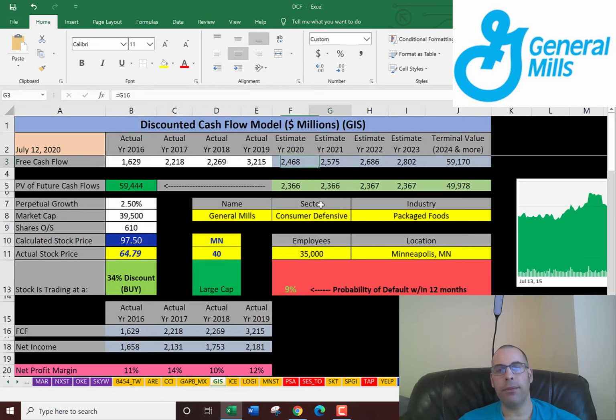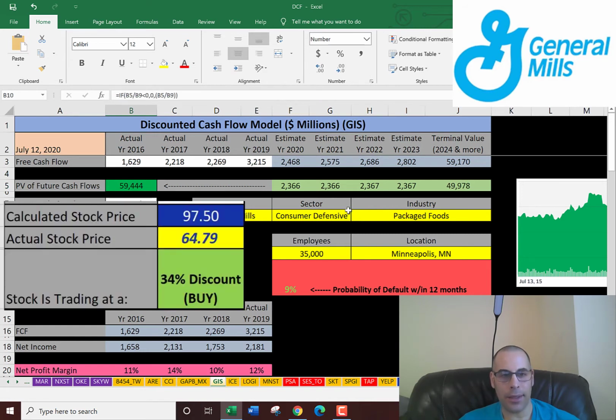So we estimated 4 years of future free cash flows. Then we did a terminal value, which is all years past year 4. We discounted those numbers back to today using the weighted average cost of capital. And we get a value for the company of $59 billion. We divide that by 610 million shares. And we get an intrinsic calculated stock price of $98. They're trading at 65, so they're trading at a 34% discount. So it's a buy according to the model.